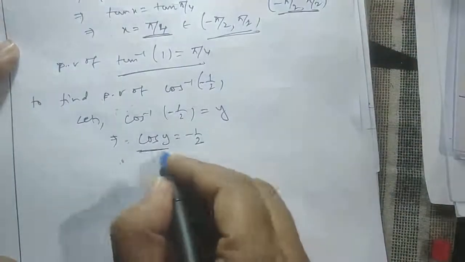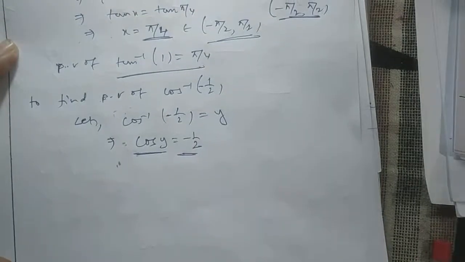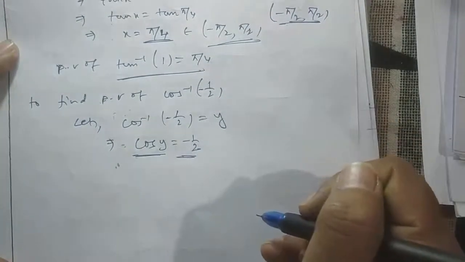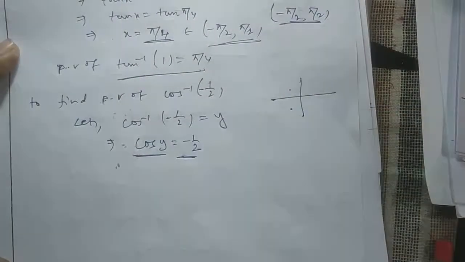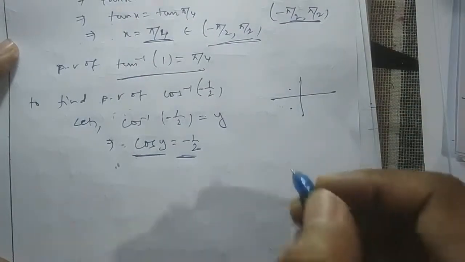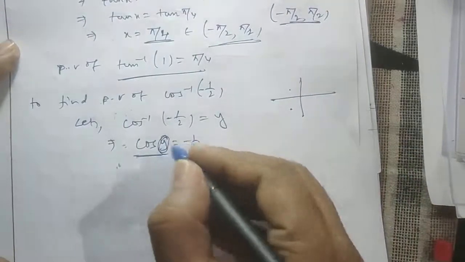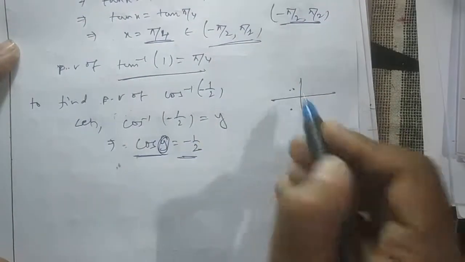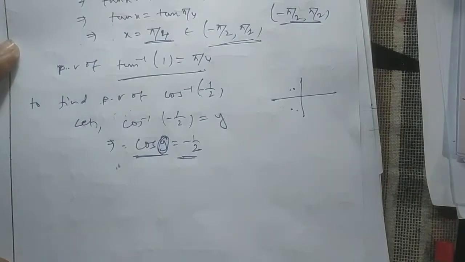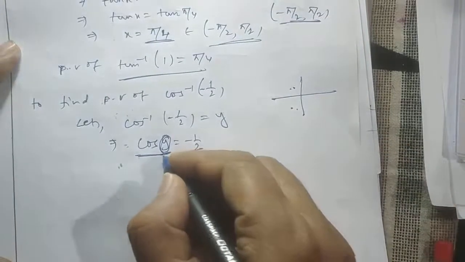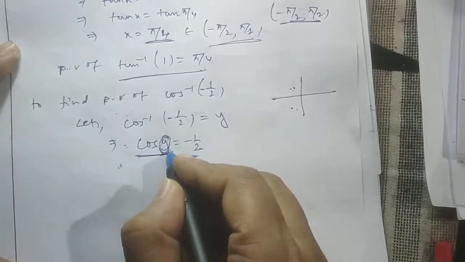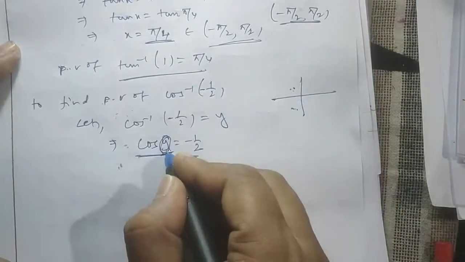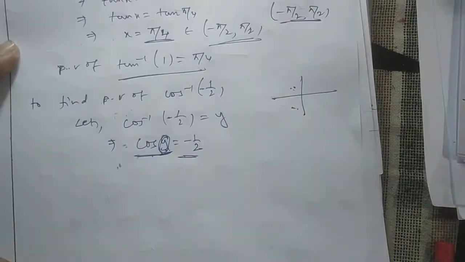Now look here. Here the cos is negative. In which quadrant is cos negative? Either in the second quadrant or the third quadrant. So the angle y may be lying in the second quadrant or in the third quadrant. But we shall be taking the angle in the second quadrant, because if we take the angle y in the third quadrant, it will be crossing the range of cos inverse x that I discussed in the previous class.